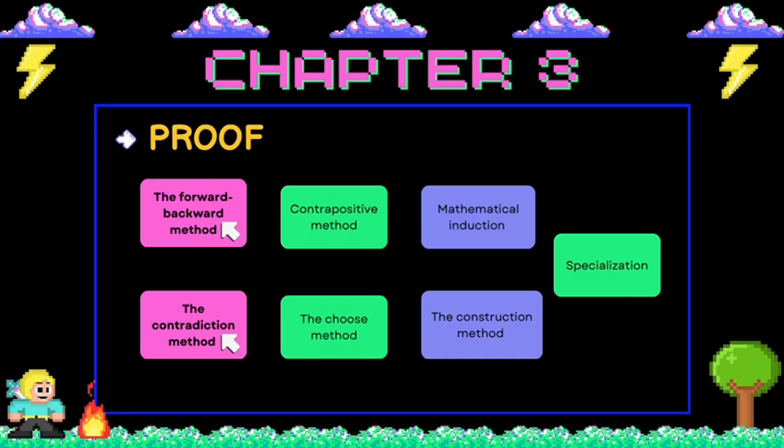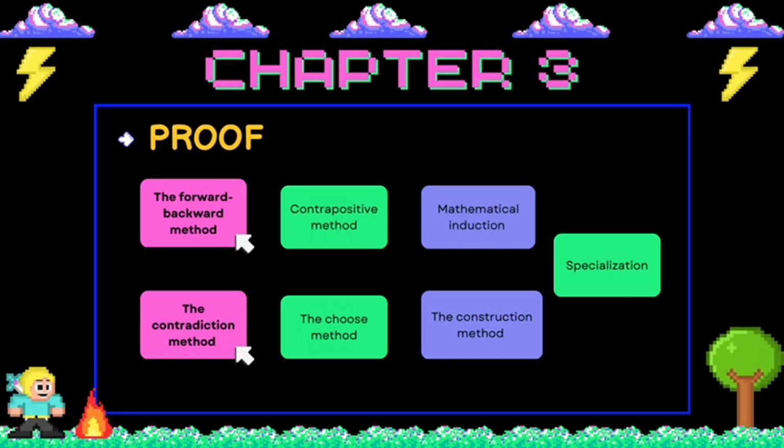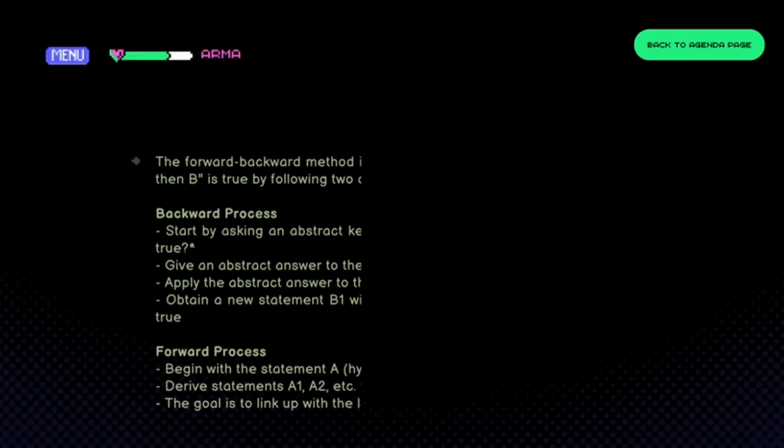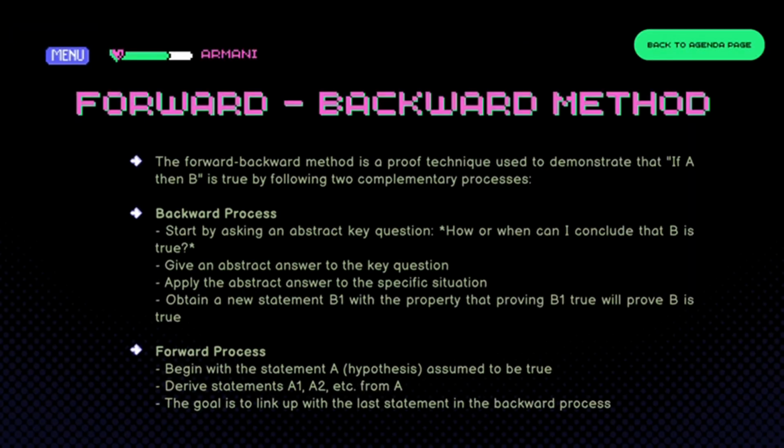Chapter 3. Proof. There are 7 topics in this chapter, but we will only present 2 of them: the forward-backward method and the contradiction method. Forward-backward method. The forward-backward method is a proof technique used to demonstrate that if A, then B is true by following 2 complementary processes.